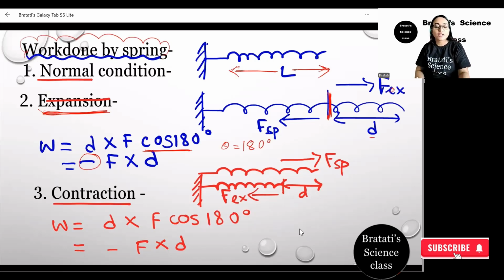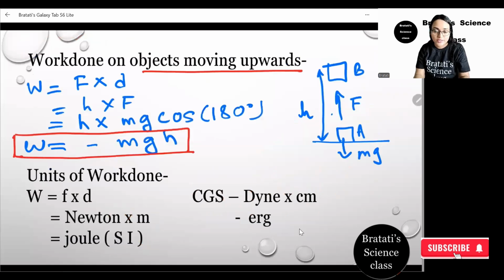Similarly, we consider when we are contracting the spring. This was the initial position L. From there, displacement D, when we are pushing the spring back. But the tendency of the spring is to be at its original position. It wants to be back at its original position. That means the spring force is acting opposite to the external force. So this side is the external force, this side is the spring force. The angle between them is considered as 180 degrees, and cos 180 degrees equals minus 1. So the work is done here also but in the opposite direction.